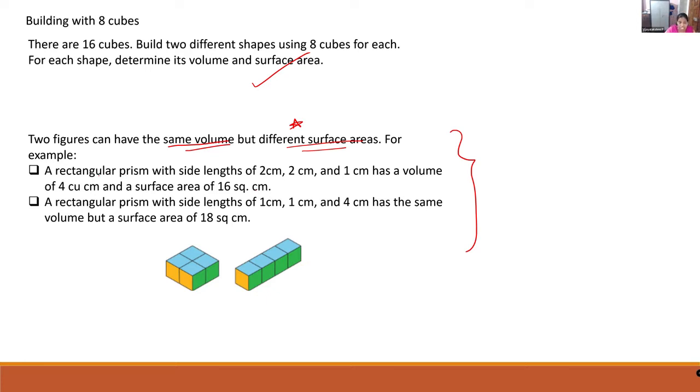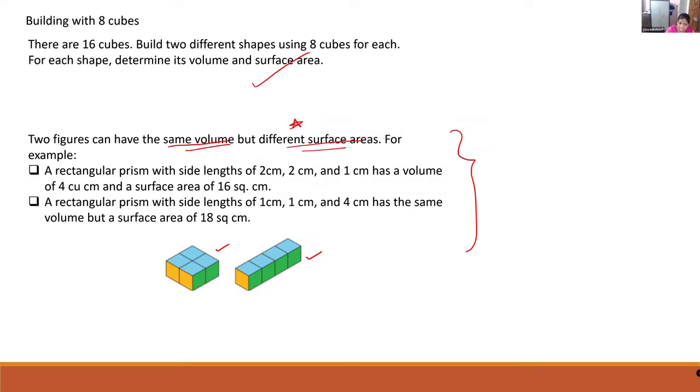If we see here, I have taken two polyhedrons. Using 4 cubes, two different shapes have been made here. Both are rectangular prisms only. The first one has 4 cubic units, right? The second one also has the same volume, 4 cubic units. But what about the surface area?